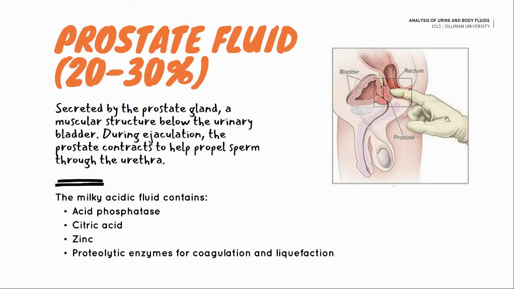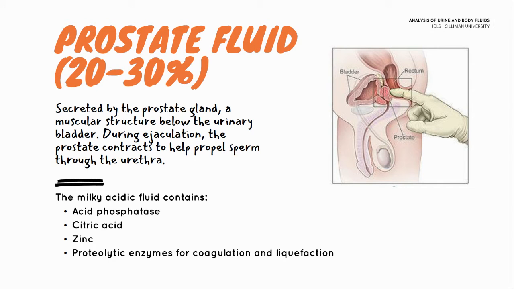Now, the prostate fluid contains acid phosphatase, citric acid, zinc, and proteolytic enzymes for coagulation and liquefaction. Going back to acid phosphatase or ACP, if you are asked what is the enzyme that is very specific to the prostate, it is ACP. Also, ACP is used for forensic analysis.